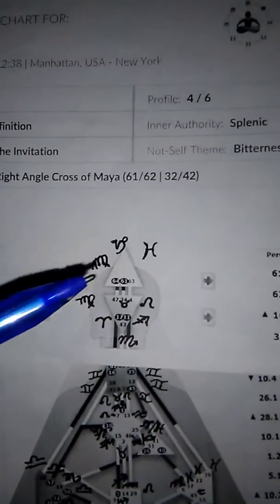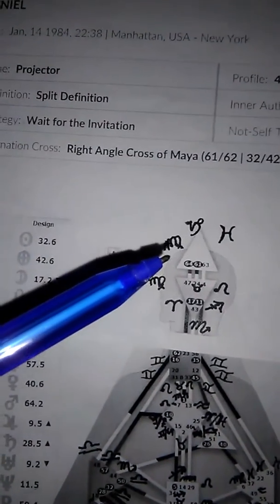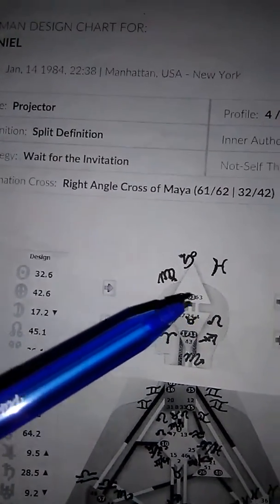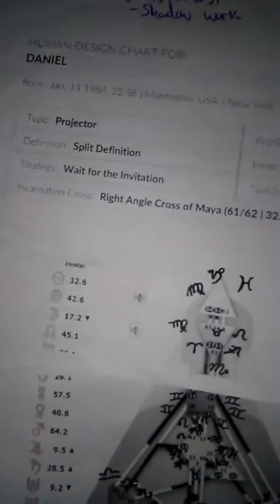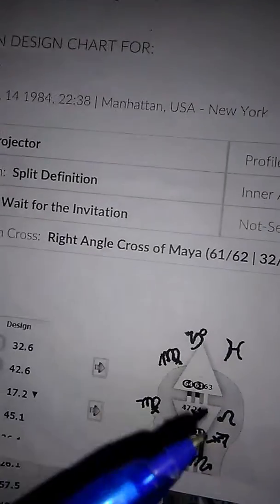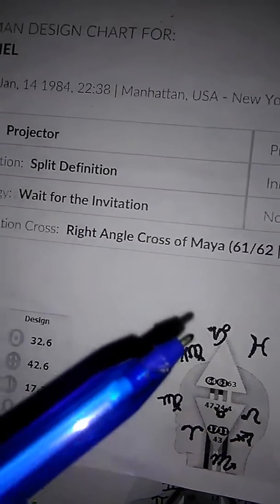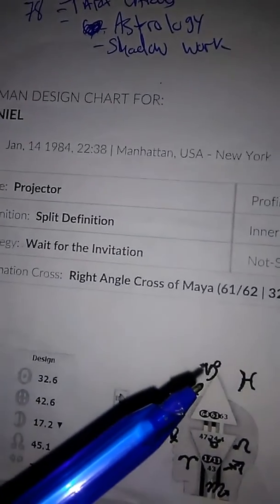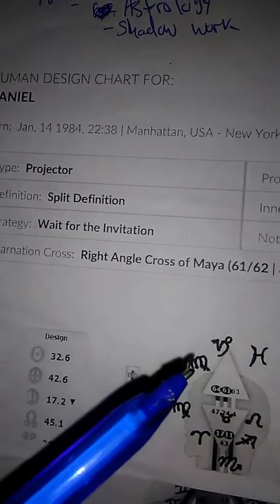Okay, so what I realized was that if you look over here, this is Virgo. Okay, Virgo will always be this part right here. Capricorn will be the middle, and Pisces will be that number 63 right there. Always. Now for me, I happen to have the sun, because I'm a Capricorn sun. I have Capricorn sun going from here into my crown.